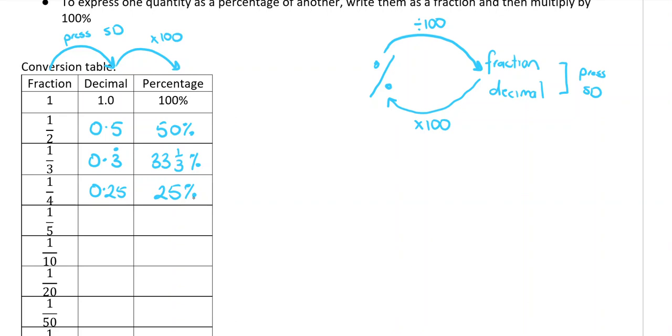How'd you go? So a quarter is 0.25 and 25%. Did you do the 1/5 as well? Type in 1/5. What do you get as a decimal? 0.2, and then times it by 100 is 20%. Good.